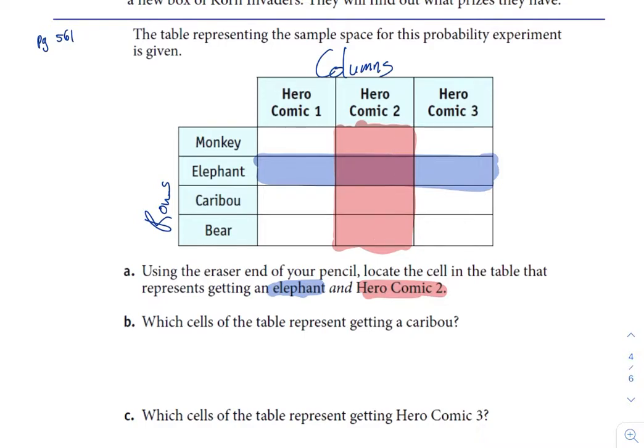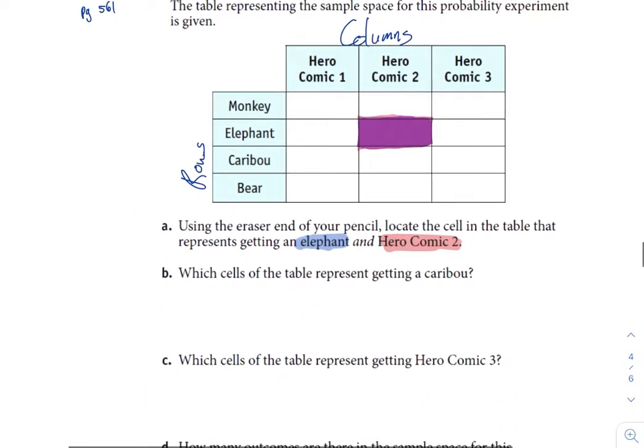Now, in this particular problem, it says represent an elephant and Hero Comic 2. So that means that it has to be both of those things happening. So the way we can see this visually is it's the intersection of the blue and the red, right? So it's going to be this purple spot right here. So when they say they want to know the cell that represents an elephant and Hero Comic 2, it's going to be this one purple cell that is at the intersection of the elephant row and the Hero Comic 2 column. Okay? Now we need to erase this to do the next problems.